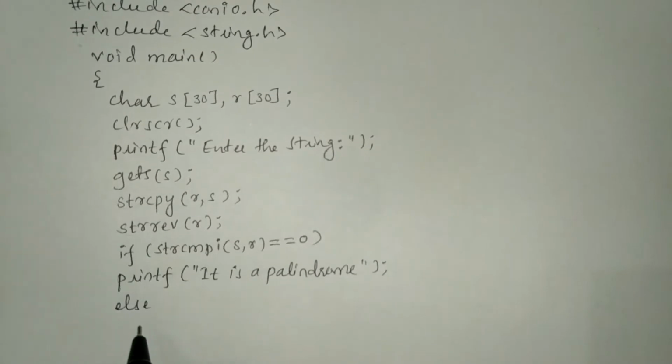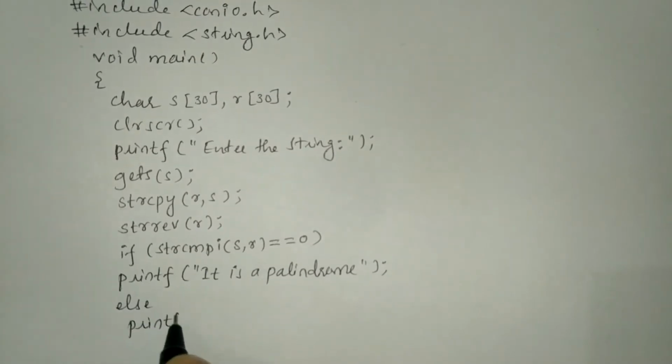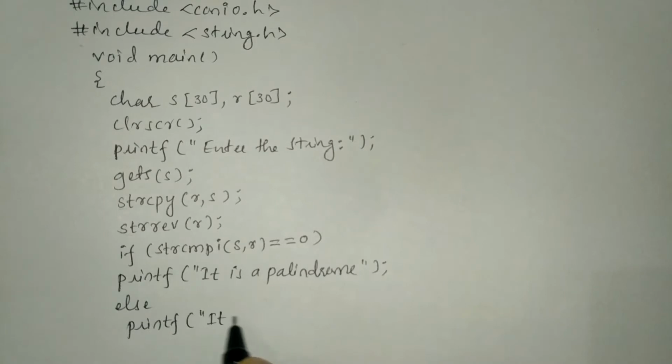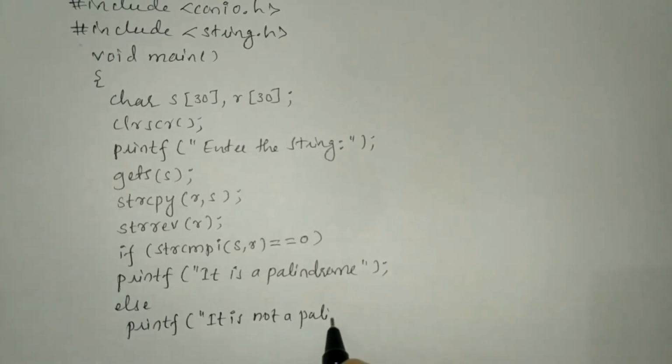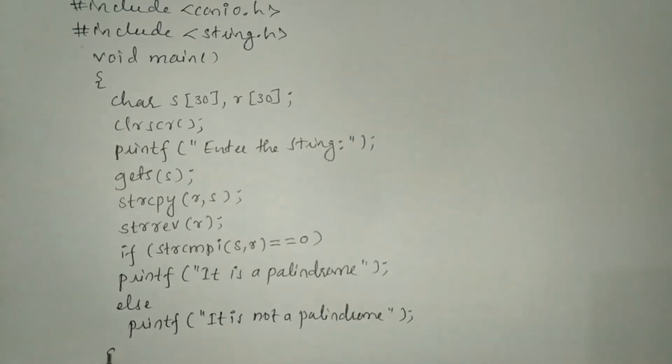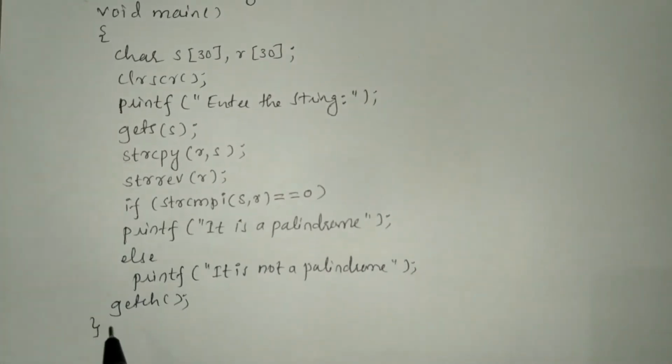Here I'm going to write the else part, printf. In a double quotation mark, I'm going to write it is not a palindrome. End the double quotation mark, put semicolon, and here we'll write the getch function, and a curly closing brace for the main function.